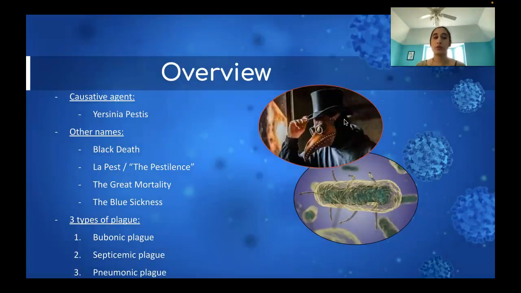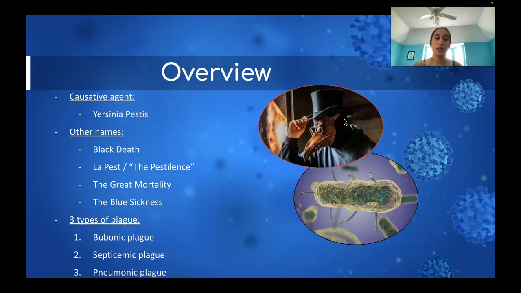Okay, so a bit of an overview for the plague. The causative agent of the plague is a bacteria called Yersinia pestis. Some other common names are the Black Death, the pestilence, great mortality, and the blue sickness. However, I believe the Black Death and the pestilence are the most common names used for it.